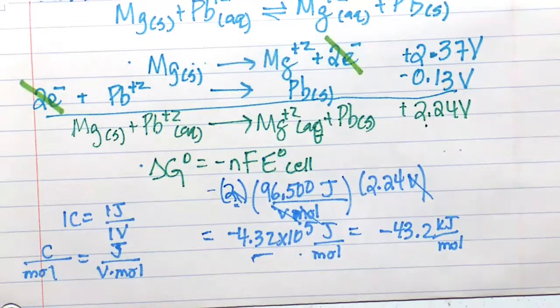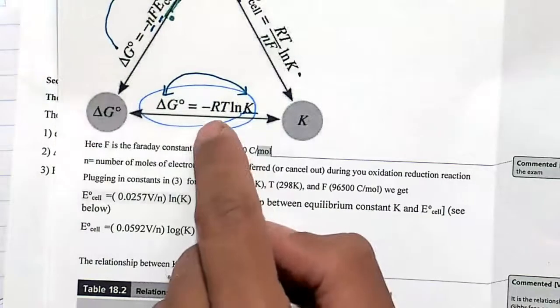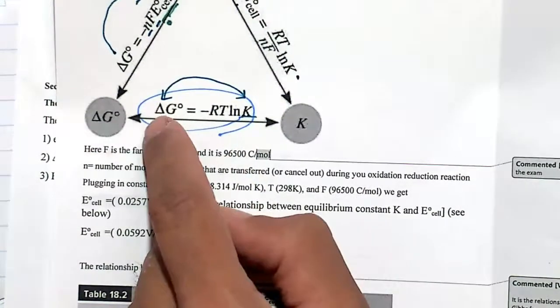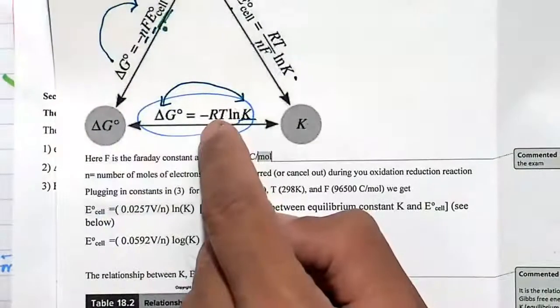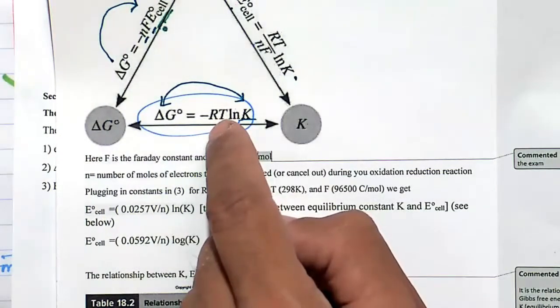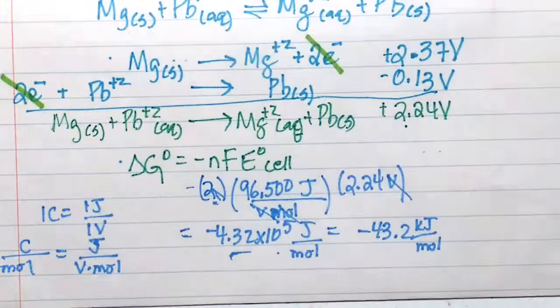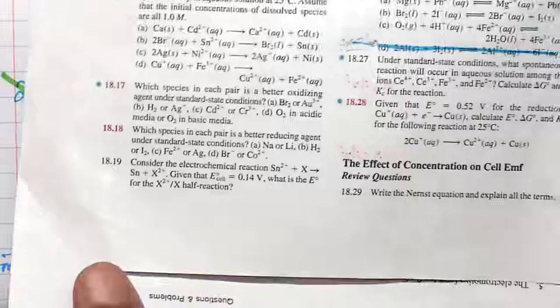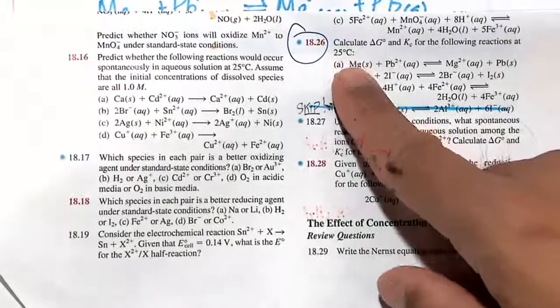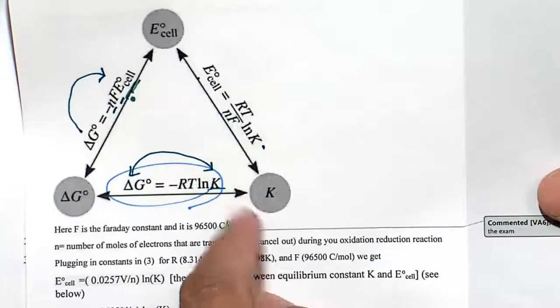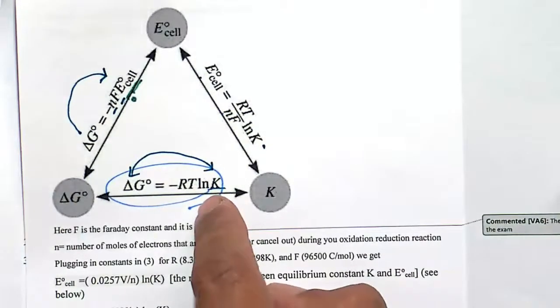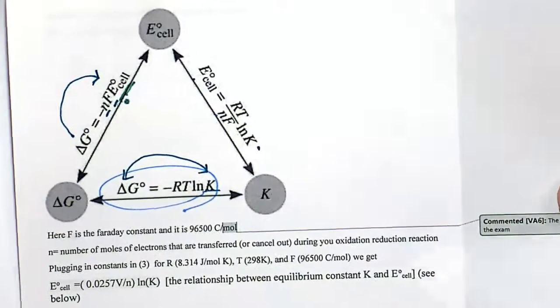So the final step in this problem is to figure out K. Let's utilize this equation to solve for K. We already figured out delta G naught. R is a constant, T is temperature. They tell us this is at 25 degrees. Do they tell us it's at 25 degrees? Yes, they tell us it's at 25 degrees. So we can utilize this equation, solving for the natural log of K and then taking the inverse natural log to get K. So let's go ahead and do that.